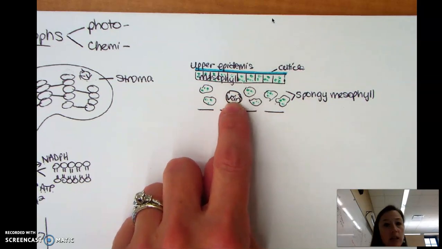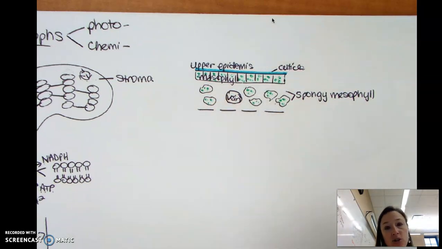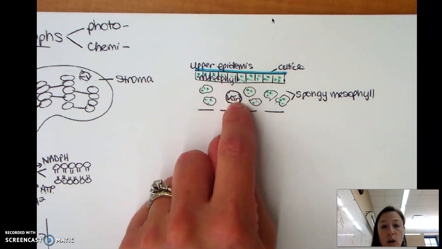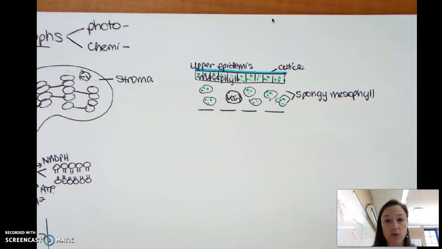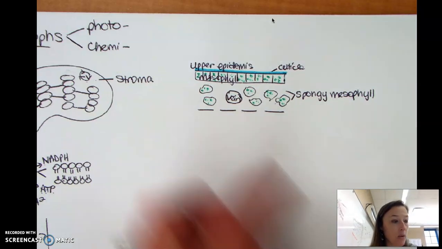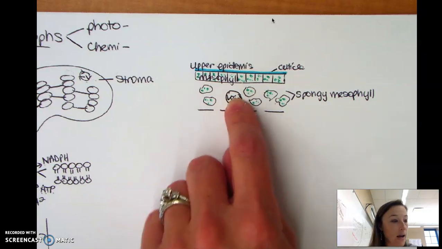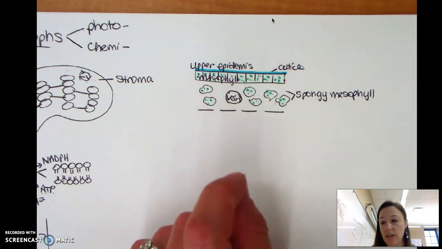I don't know if I talked about this in class, but the vein has two parts. It has a xylem and a phloem. Xylem carries water from the roots up, and so this vein is going to be bringing water into the leaf. And if you pick up any leaf, pretty much any leaf, you can see the veins in the leaf. And so that's what those veins are doing. They're bringing water up, and so that water is going to osmose out to these different areas.